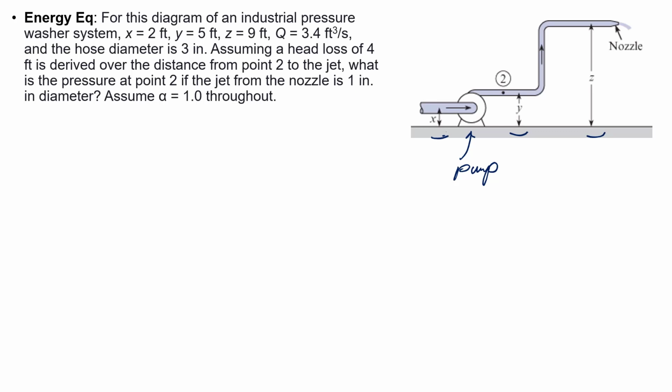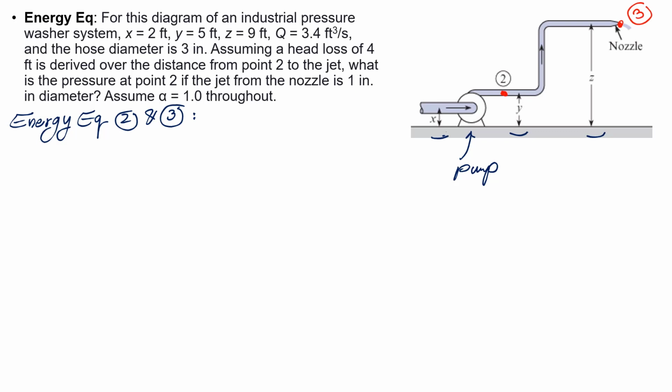If we assume that the head loss is 4 feet from point 2 to the nozzle, what we're going to find is the pressure at point 2 if the jet from the nozzle is 1 inch in diameter. So in other words, we're going to find pressure at point 2. In order to do that, and since we have the value of flow rate, I'm going to write the energy equation between point 2 and point 3, which is at the outlet of the nozzle.